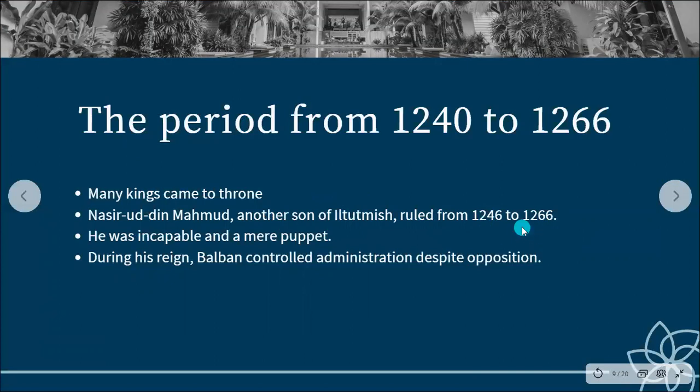another 20 years. But at the same time, he was pretty incapable and a mere puppet. He was not a good ruler. But during his reign, Balban controlled the administration. Balban was a noble, right? He was controlling the administration, and he was facing a lot of opposition because other nobles did not like the amount of power Balban wielded, right? Although he was a mere controller of the administration.